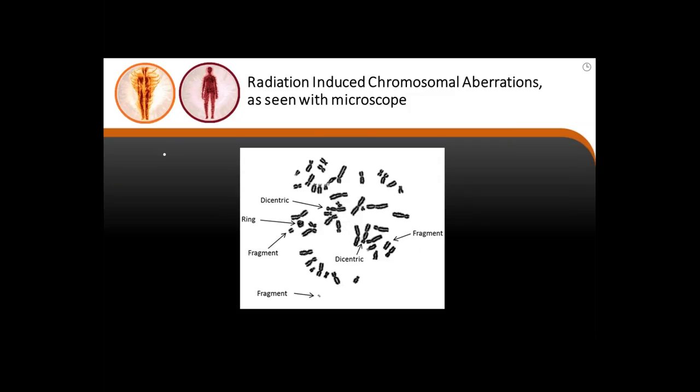Radiation is invisible, but we can see the damage that it has done to chromosomes. See here dicentric and other chromosomal aberrations. They're common in people who have suffered acute radiation exposure. The damaged chromosomes are found in the white blood cells and can be assessed as a biological dosimeter.